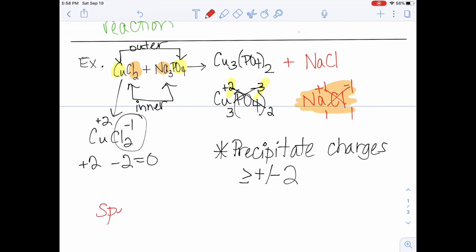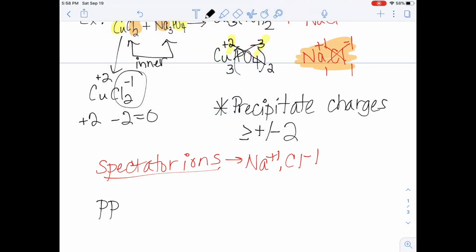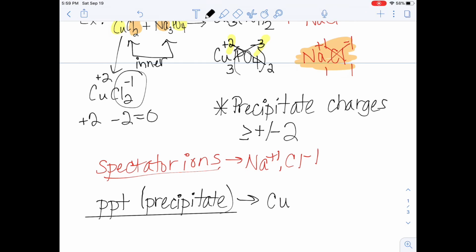So in this reaction, the spectator ions are sodium, because they're ions at the beginning and at the end, and chlorine. And in this reaction, the PPT, which is short for precipitate, the blue solid particles, are copper(II) phosphate.